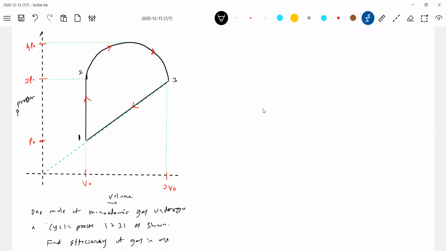Okay, now carry on. How do we identify the paths? Let's see. What is the path 2, 3 part? There is a semicircle path. I'll write it. Okay, there's no other information. It's not any other curve. It is just a semicircle. Okay, go for it. What is 1, 2? Isochoric heating. Straight away, we can say isochoric heating. Volume constant, pressure increases, so isochoric heating. Heat will be absorbed.